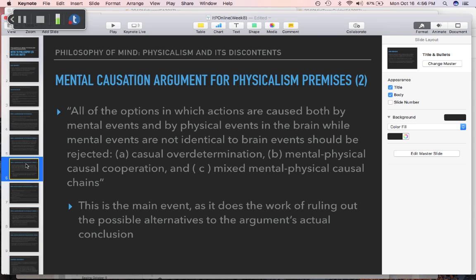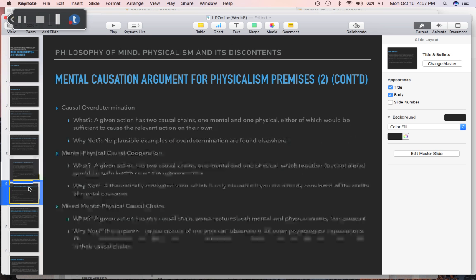Causal overdetermination, mental-physical causal cooperation, and mixed mental-physical causal chains. We're not given an explanation in the premises themselves as to why we're supposed to reject these things, but this is what does the work of the argument. It says the only options in which there are really distinct mental events, which aren't just reducible to physical events, are all bad and we should reject them. Now, given that they're all bad and we should reject them, that means that there are only physical events.